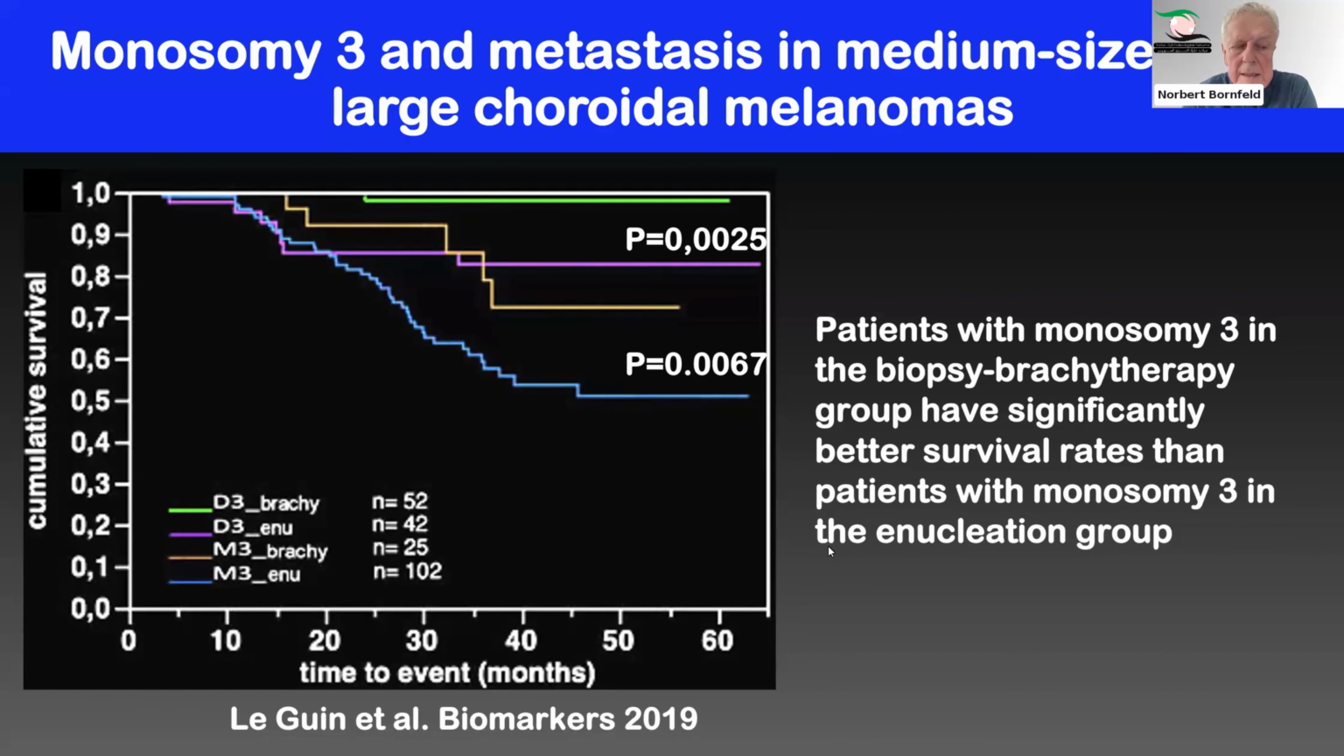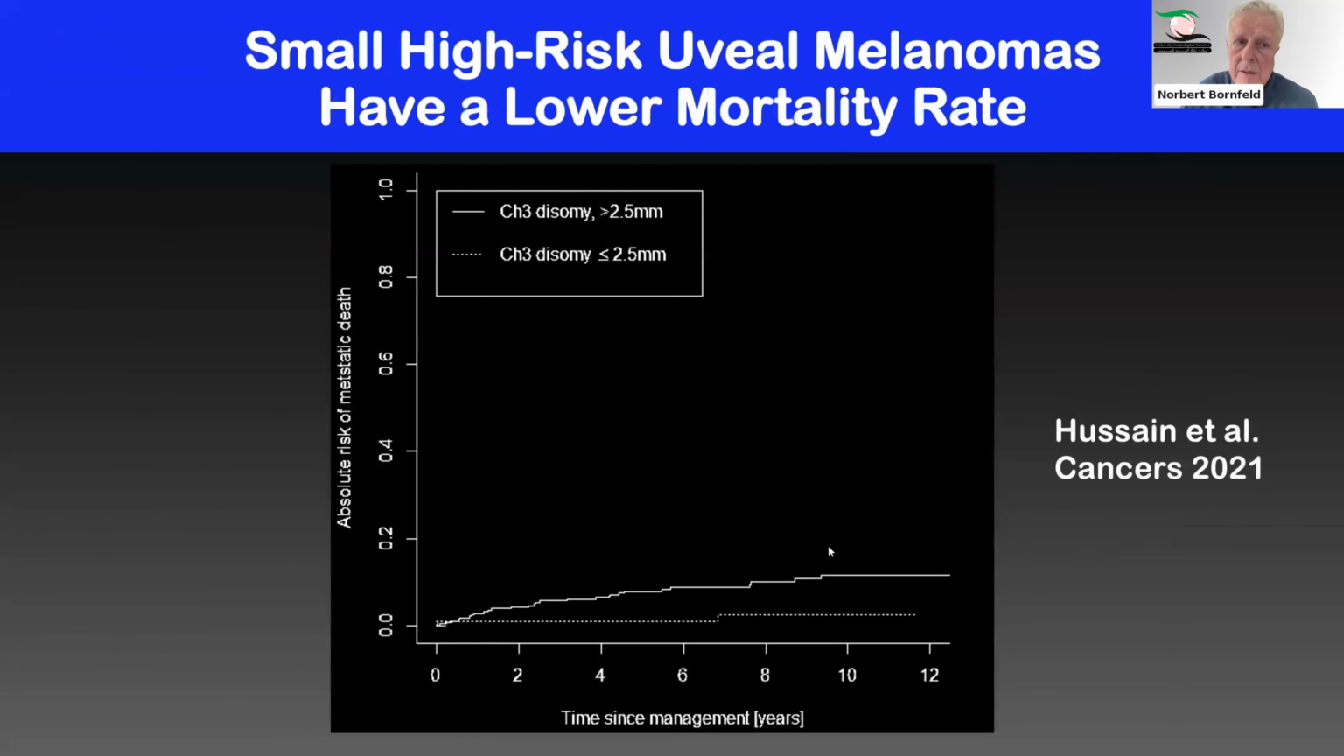If you look at the monosomy 3 brachytherapy group, that is the orange line, compared to the M3 enucleation group, that is the blue line, you see there's a difference. So if patients with monosomy 3 are detected earlier, their survival is better than if they are not detected. Patients with monosomy 3 in the biopsy brachytherapy group had a significantly better survival rate than patients with monosomy 3 in the large tumor group, which was the enucleation group. So it makes sense to detect monosomy 3 early. That's the only chance we currently have to improve the survival.